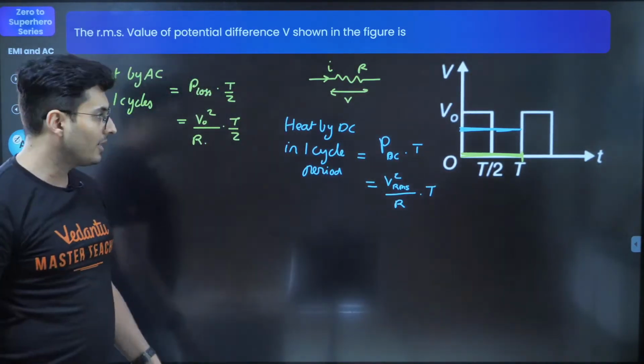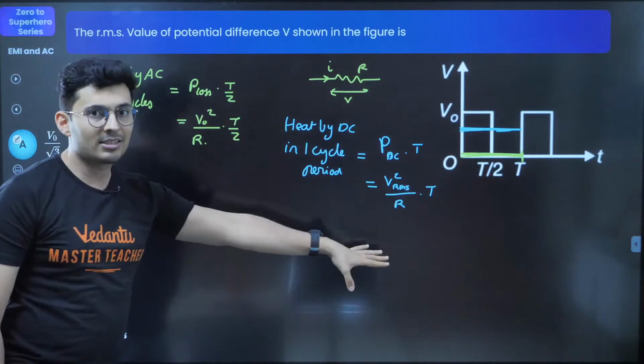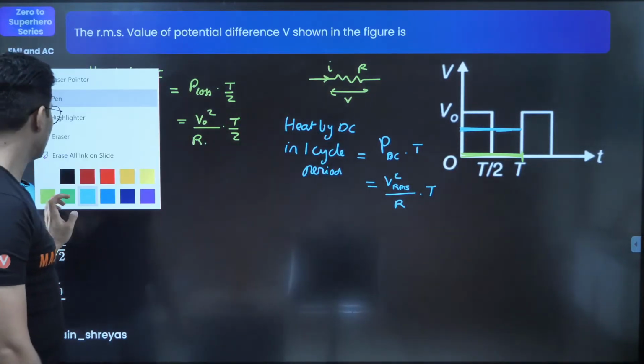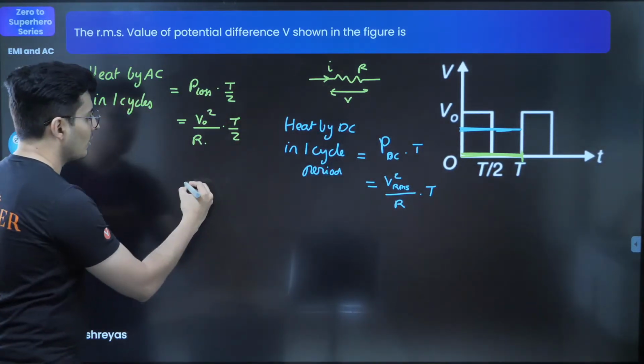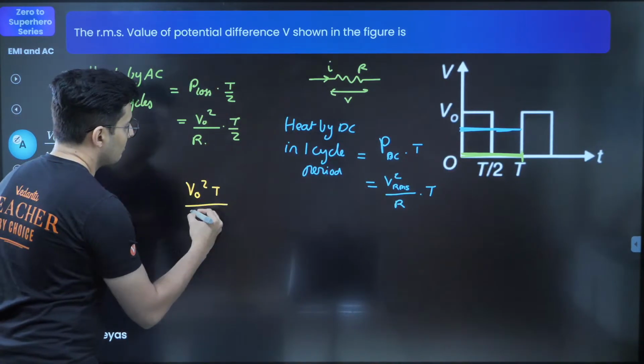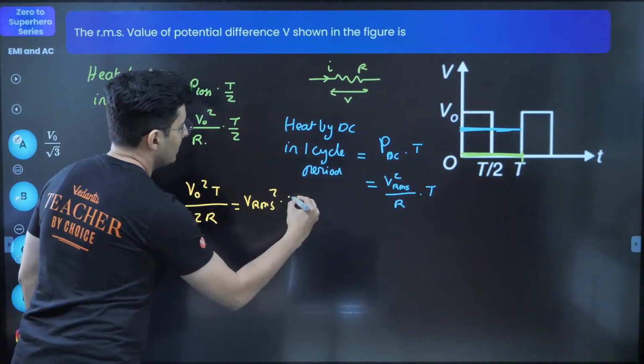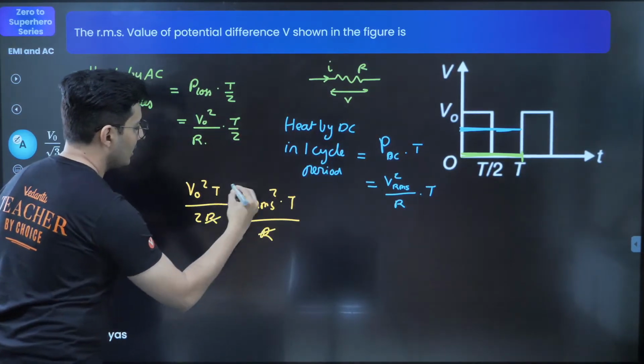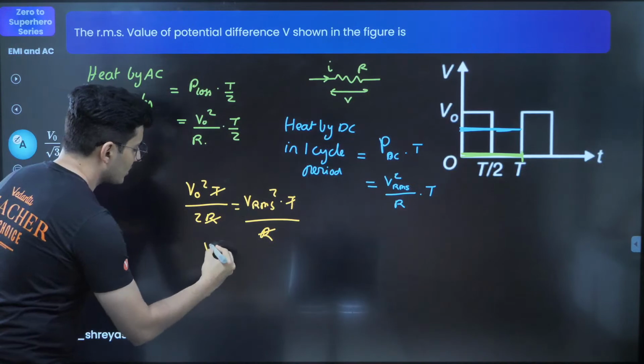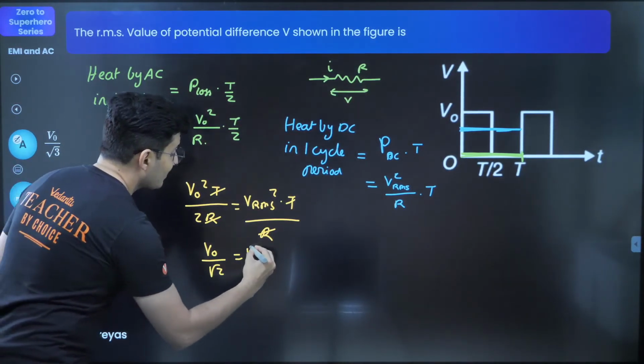Now according to the definition, this and this must be the same. So equating both of them, what will I get? V naught square T by 2R will be V RMS square into T divided by R. T goes. So taking roots, V naught by root 2 is V RMS.